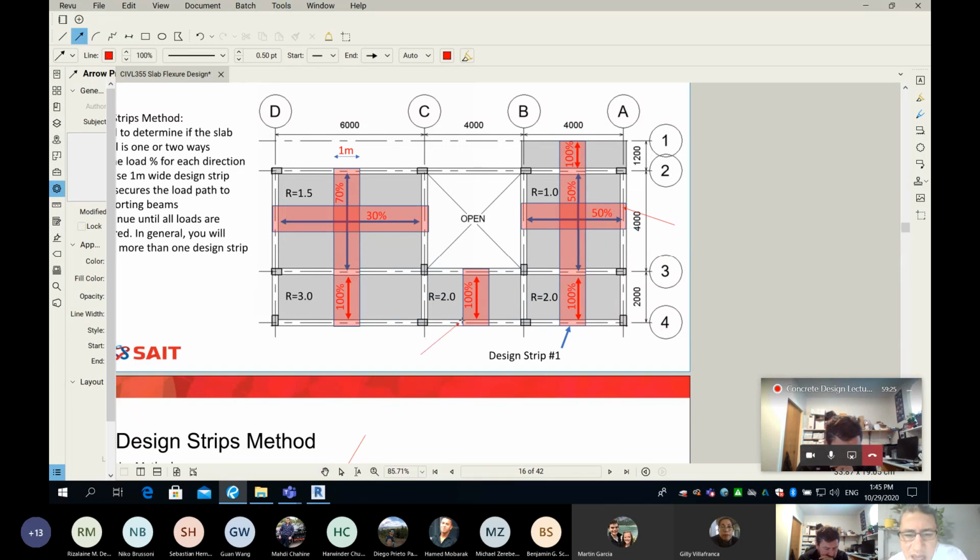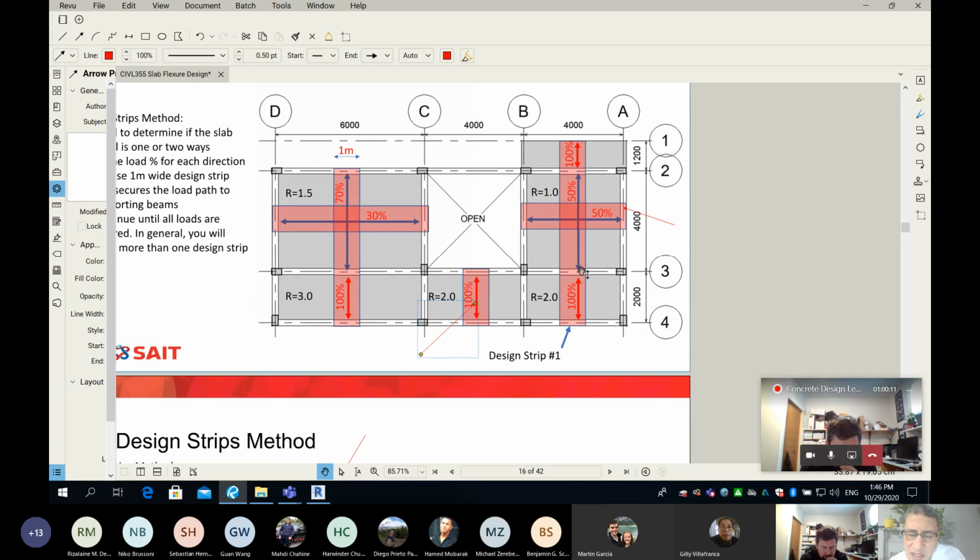Why is that? Because look at this arrow here. This arrow is not covered, and the rest are not covered. So what should I do? I should have another design strip here, and this design strip will secure a load path for the 100% in the middle. Now, what else? On this side, I need one design strip that covers the 170%, and this design strip will be continuous two spans. And then finally, I need a design strip here to cover the 30% of the load that works as simply supported between this beam and this beam.